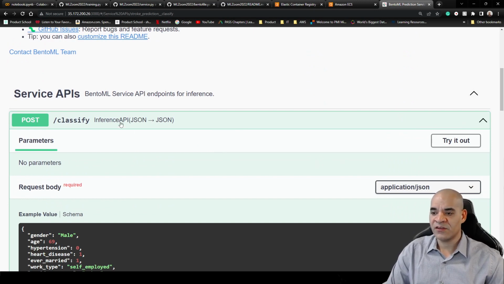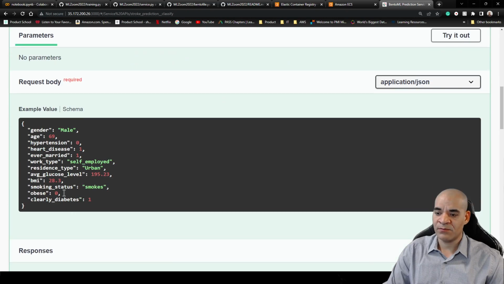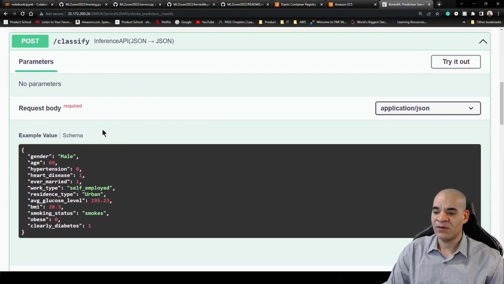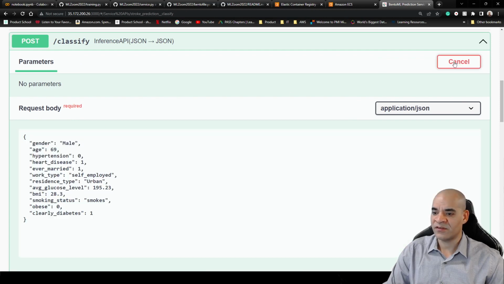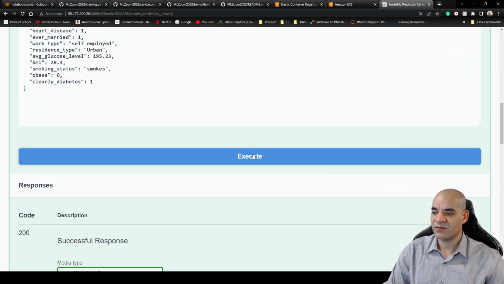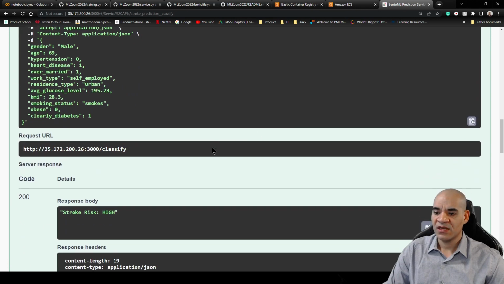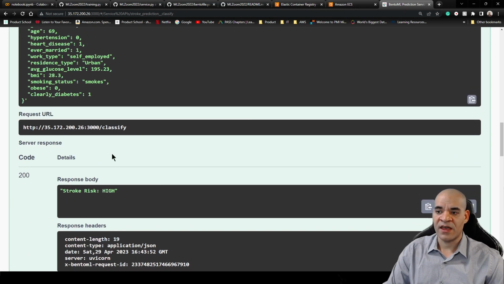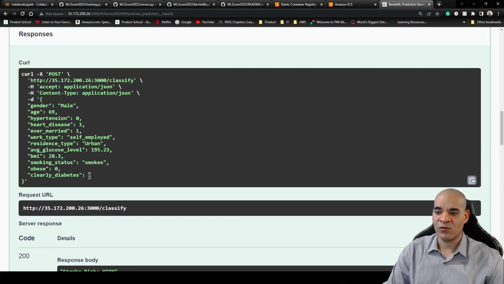But realistically, this would be closed. It would only be allowed, an application would then send this input, whatever its input is, and then it would get back a parameter. So let's see, let's run that. We're going to execute, and you get stroke risk high, and that was the expected for what we submitted.